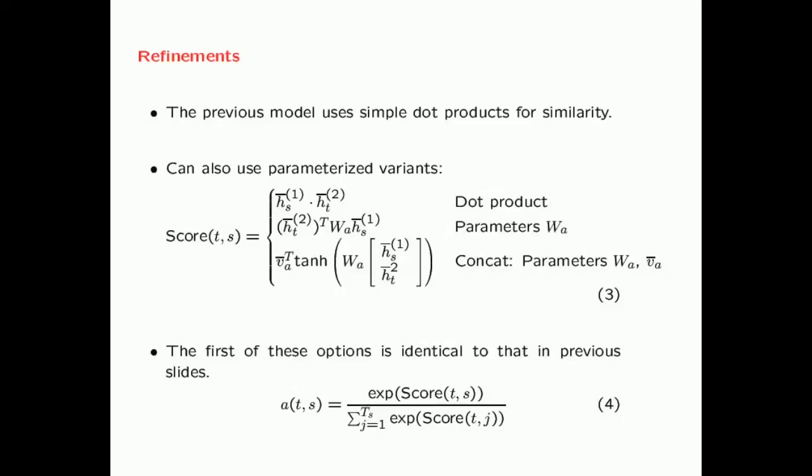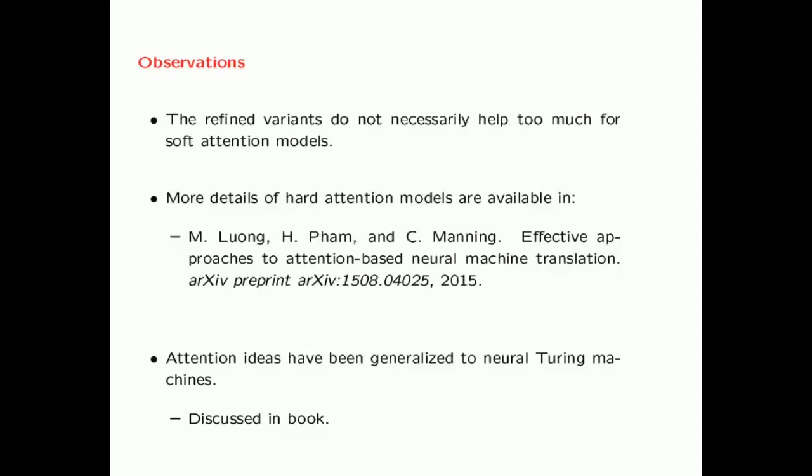Now for soft attention models, these variants don't necessarily help too much, but there are also some hard attention models discussed in that paper where these variants tend to help in terms of accuracy. There are more details of these hard attention models available in this paper. In fact, both the soft attention models and the hard attention models are given in this paper that I have listed in this slide. And these attention ideas have also been generalized to neural Turing machines. That is also discussed in the book.